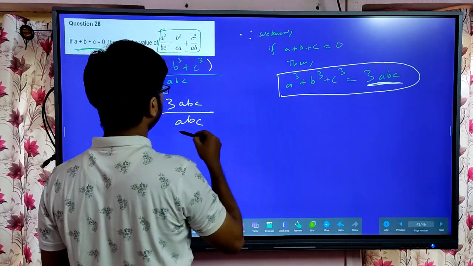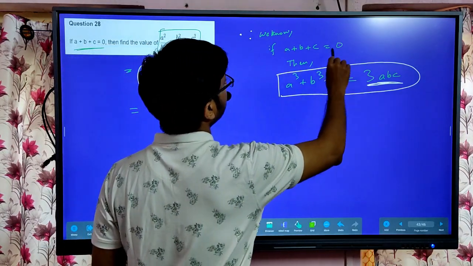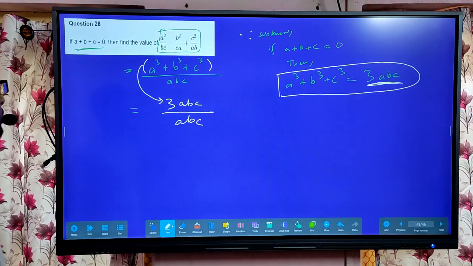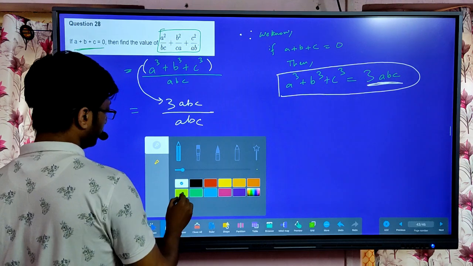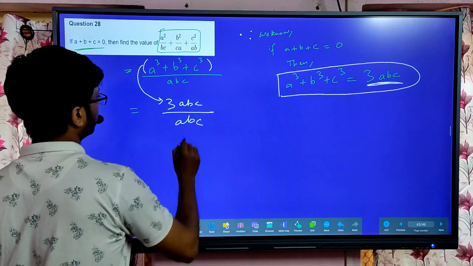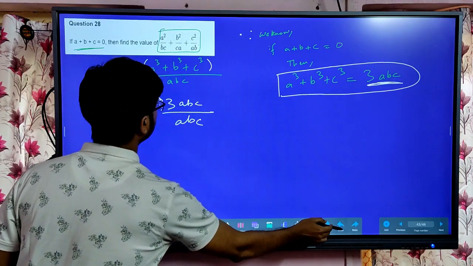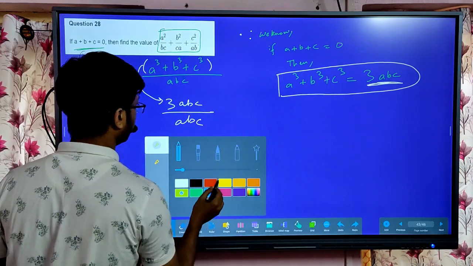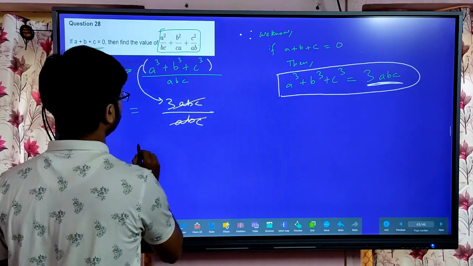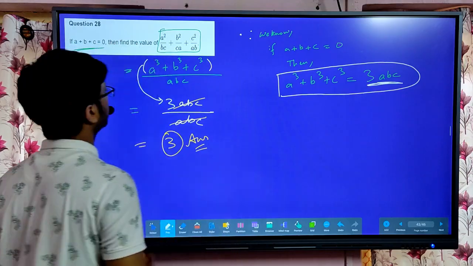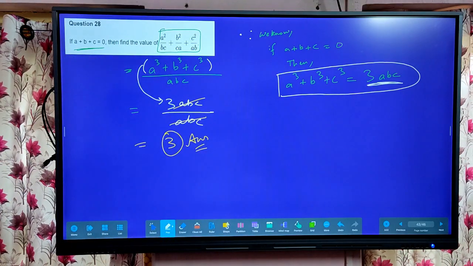Okay. Then we will write. Since we know if a plus b plus c equal to 0, then this is this. Then you will do this cutting. ABC will cut out. Just a minute, we'll cut it with the pen. ABC, so only 3 will be the answer. Understood? Only 3 will be the answer.